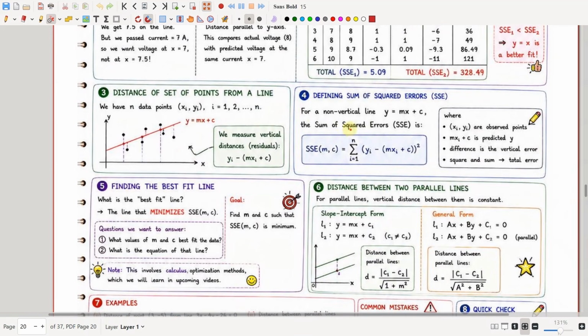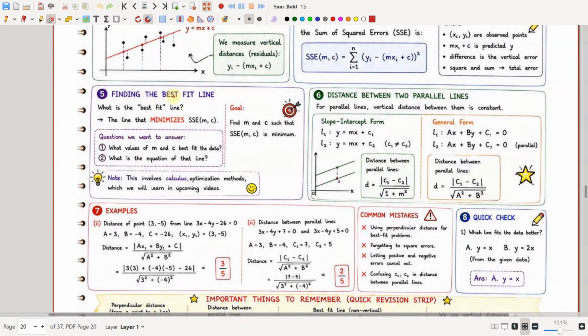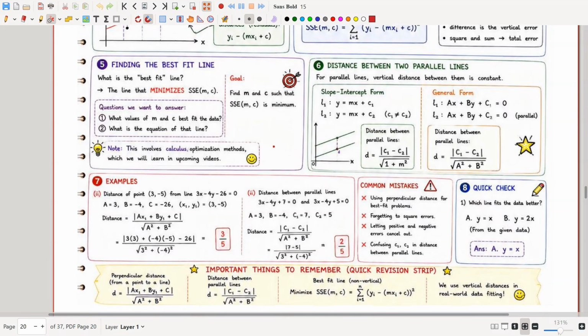Also we can define the sum of squared errors like this. The SSE of a line with slope m and y-intercept c can be written as the summation from i equal to 1 to n of (yi minus (m xi plus c)) the whole square. So how do we find the best fit line? The best fit line is the line which has the minimum SSE value. Okay, let's see an example so that we can understand this better.